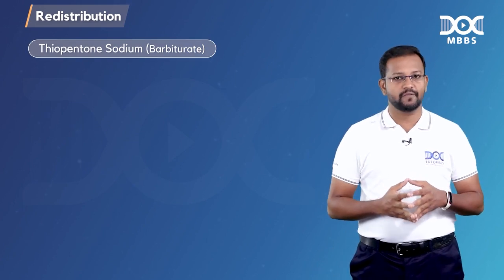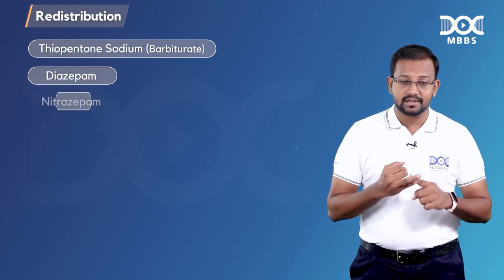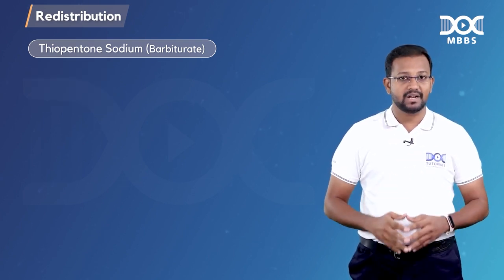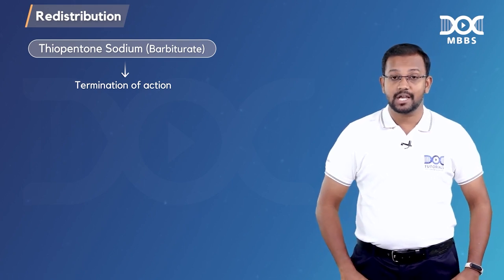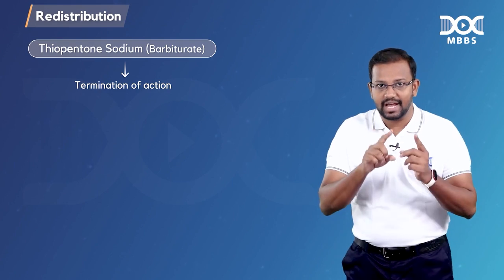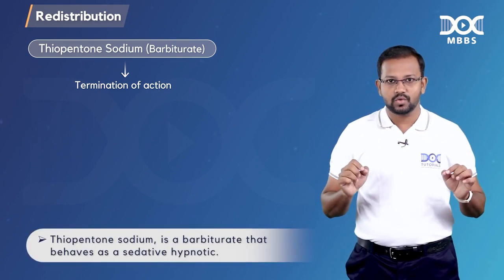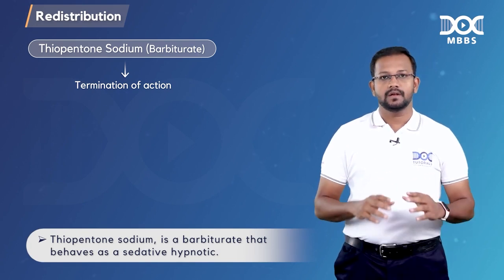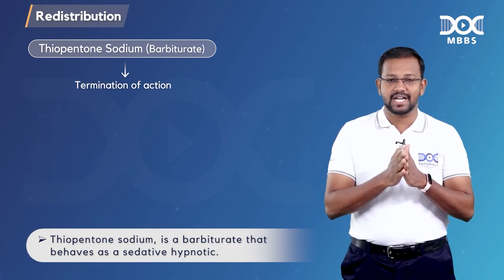Thiopentone sodium is a type of barbiturate. Not only that, in certain conditions, even diazepam and nitrazepam also tend to produce this response. So, what is the primary mechanism of termination of action of thiopentone sodium, guys? Thiopentone sodium's action is terminated by what? Before that, we need to know what exactly thiopentone sodium's action is, right? Thiopentone sodium is a barbiturate. It behaves as a sedative hypnotic.